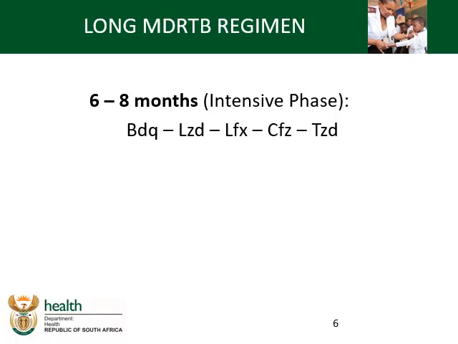And here it is. So you have a 6 to 8 months intensive phase, and there you can see your 5 important drugs, bedaquiline, linezolid, levofloxacin, your core drugs from group A, and those 2 group B drugs that are added. And you can see that's fewer drugs than we actually use in the short regimen, but the patient's going to be on it for much longer.